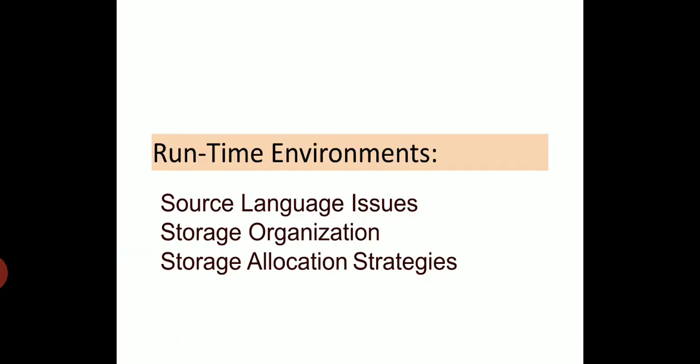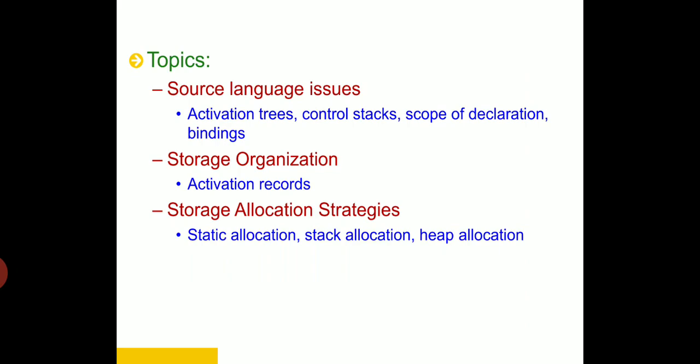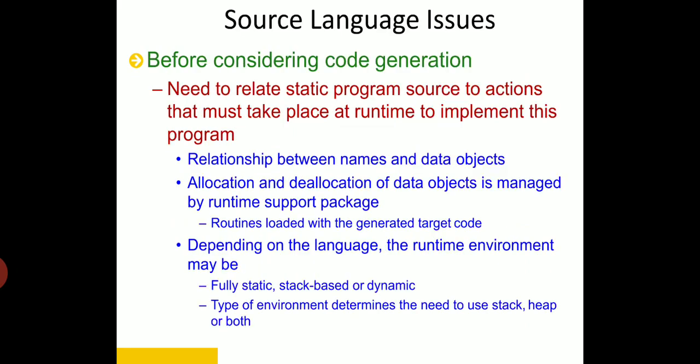Under Runtime Environment, we will be discussing source language issues, storage organization, and storage allocation strategies. The topics in detail: under source language issues, activation trace, control stack, scope of declaration, and bindings will be discussed. Under storage organization, we will be discussing the structure of an activation record. Under storage allocation strategy, different allocation strategies like static allocation, stack allocation, and heap allocation will be discussed.